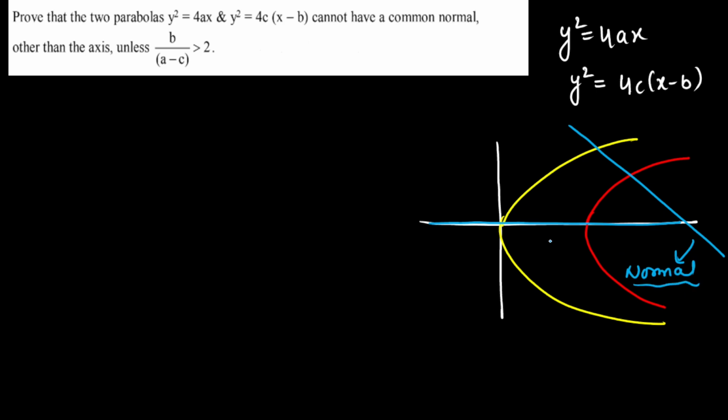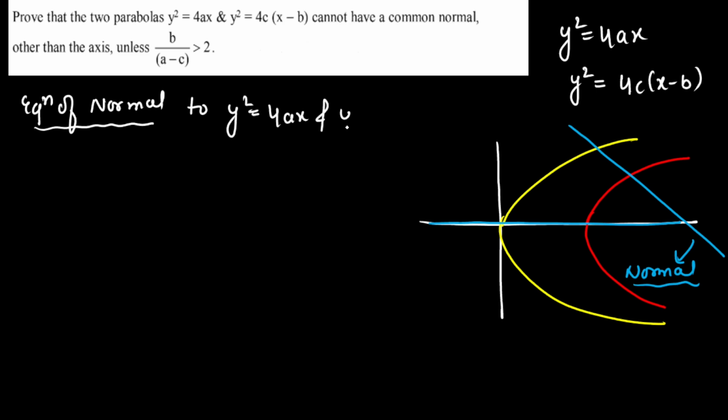So we have to find this condition, that if b upon a minus c is greater than 2, only then can they have a common normal. Unless this condition holds, they cannot have a common normal. We have to prove this. So I'm going to write the equation of normal to the first parabola, y square is equal to 4ax, and the second, y square is equal to 4c into x minus b.